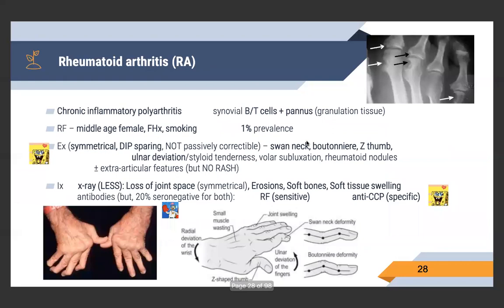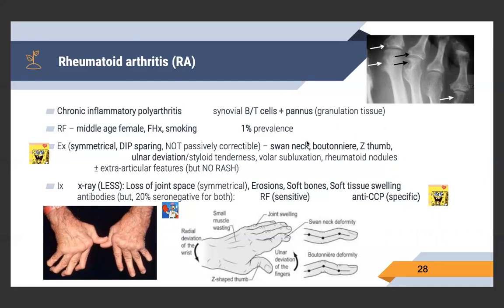RA, okay. This is a chronic inflammatory polyarthritis, where you get B and T cells in your joint. You also get a pannus, which is nerdy pathology stuff. It's just granulation tissue. Like most connective tissue disorders, the demographic is usually young white females, but also if you have a family history or if you're a smoker. It affects about 1% of the population.